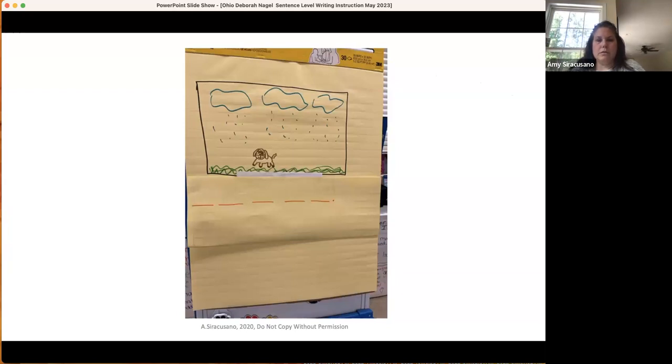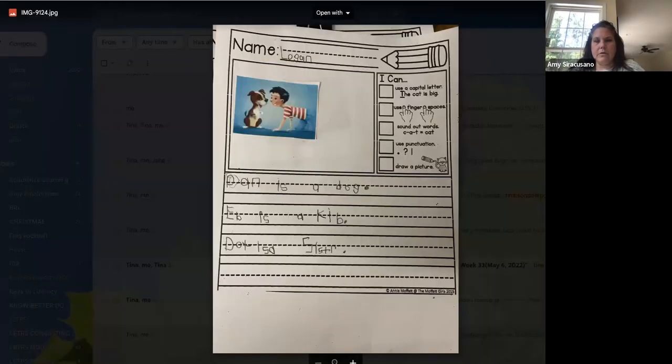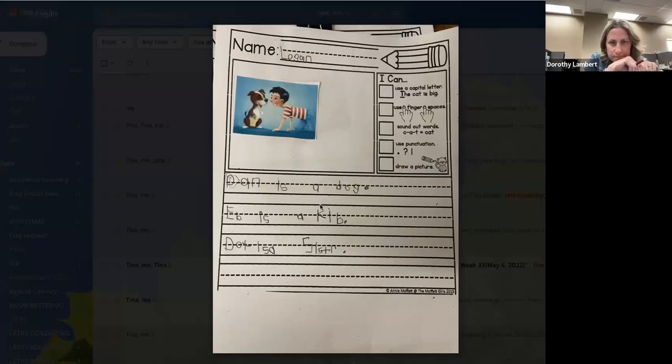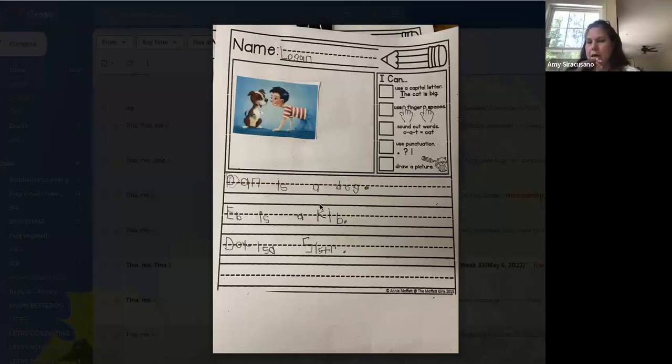Okay. So this is that kid who wrote just one letter at a time, and then went to "I like cake." So you can see here, she started to do other things.